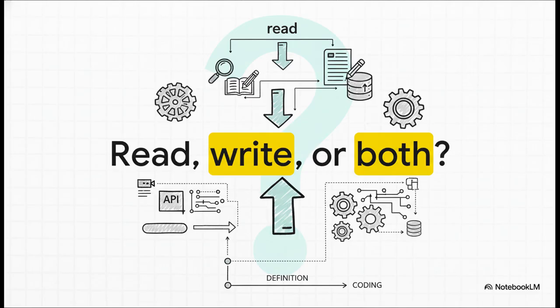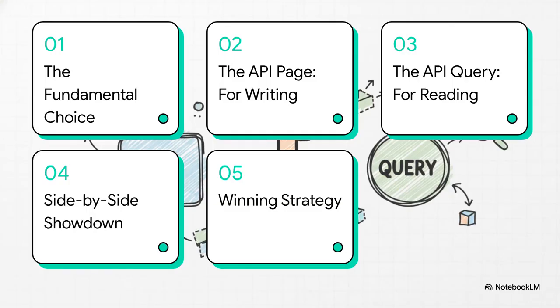The entire choice, everything we're about to talk about, hinges on what your application really needs to do with data from Business Central. So the first step, before you even think about writing a single line of code, is to nail down that interaction. So here's what we're going to do. We'll start with that core decision, then we'll dig into what API pages and API queries are all about. After that, we'll put them head to head and then wrap up with a really powerful strategy that uses both of them together for the absolute best performance.